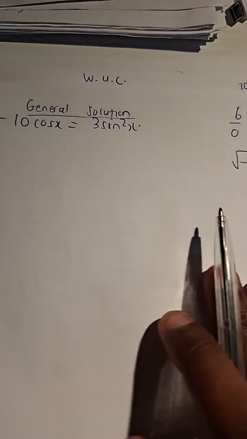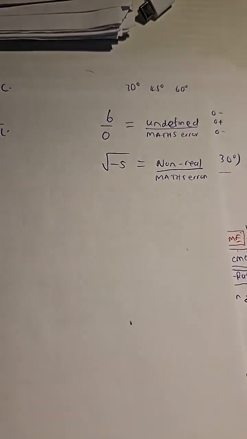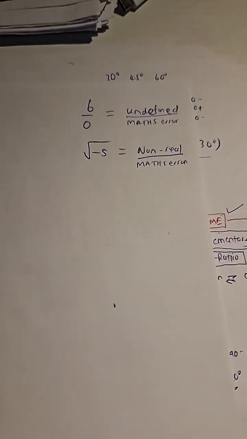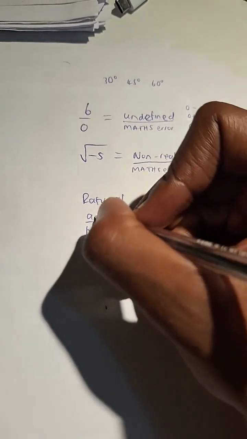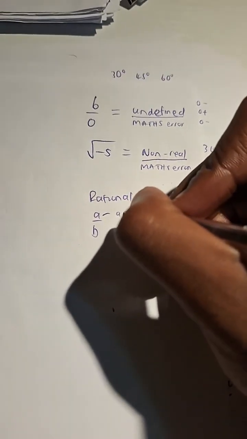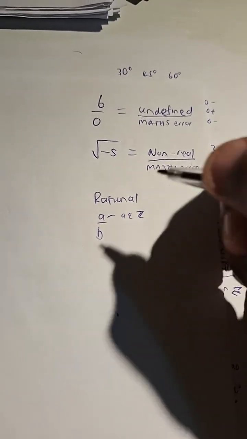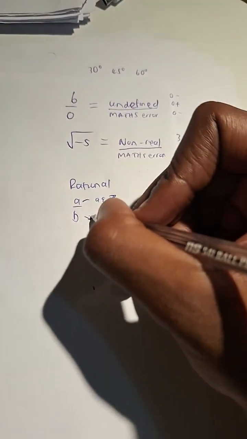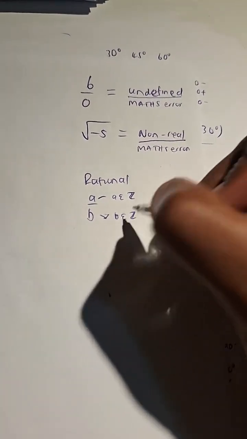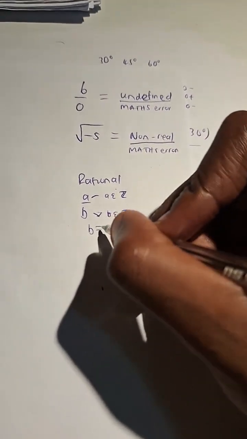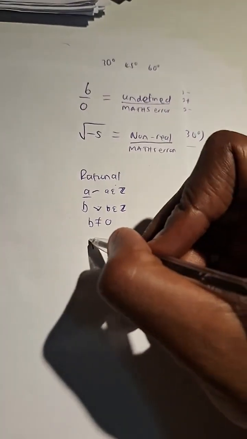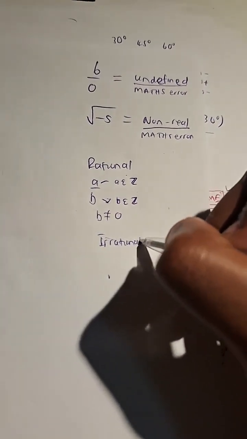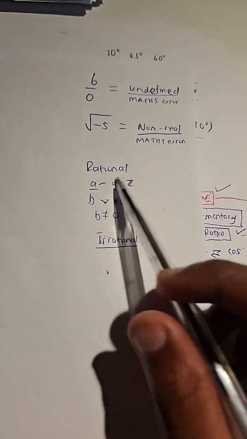Can't be irrational. Remember, Kelvin, rational numbers are numbers that can be written as a fraction a over b, where a, the numerator, is an integer. Integers are positive and negative whole numbers, and b is also an integer, and b cannot be 0, meaning the denominator cannot be 0. That's rational. Irrational numbers are the opposite of rational numbers.